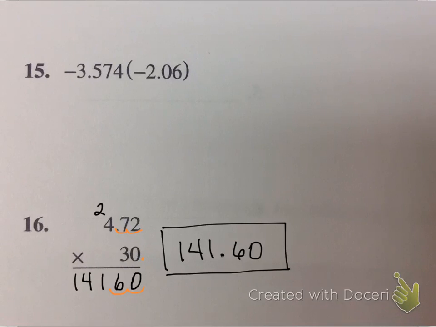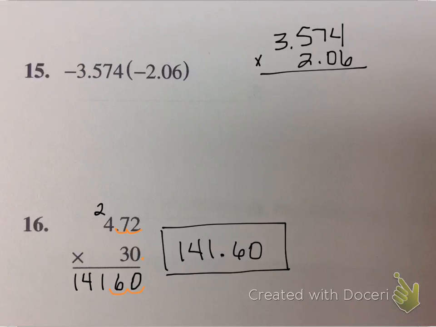Now let's look at this other problem that we have. It's written horizontally. I'm going to rewrite it vertically. 3.574 times 2.06. Again, in multiplication, it's not necessary that you line up your decimal places because you just ignore that until the end anyway. So I'm going to treat this like a 3-digit times a 4-digit multiplication problem.